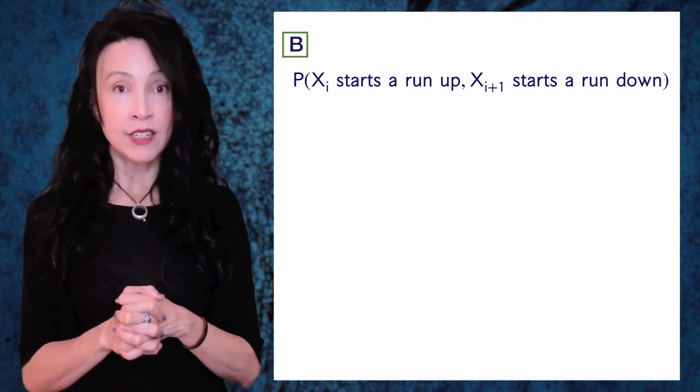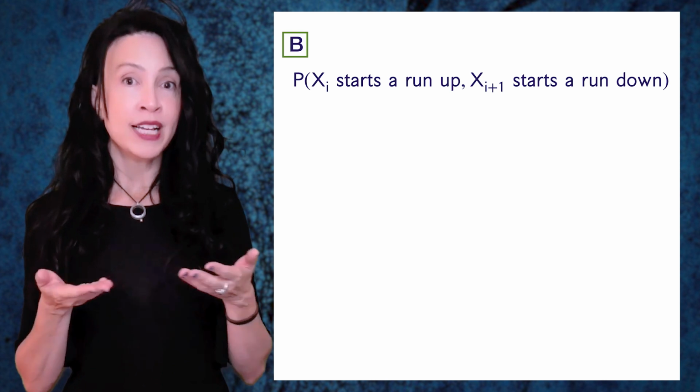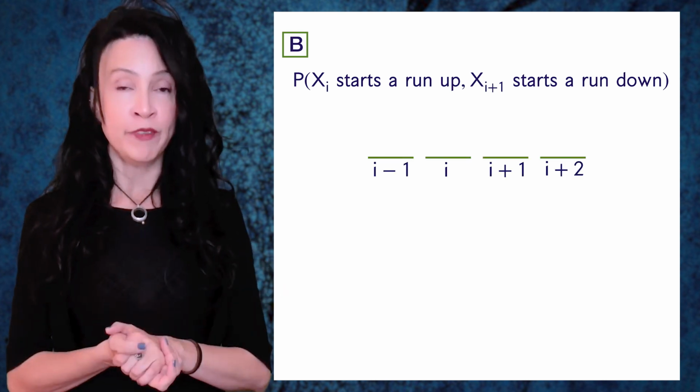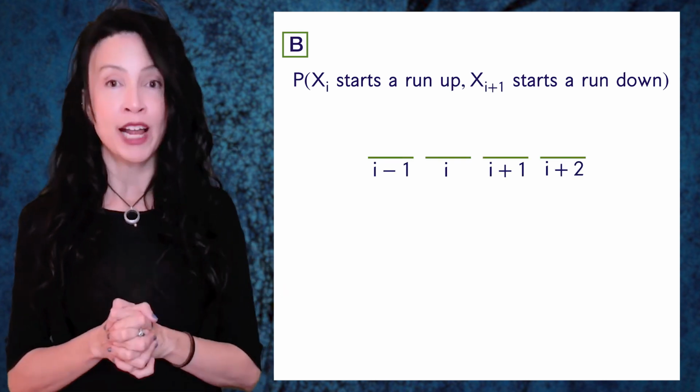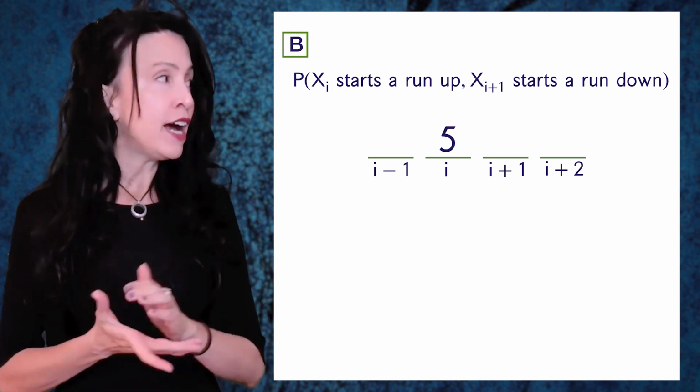Okay, so let's look at term B. Term B was the probability that x_i starts a run up and x_{i+1} starts a run down. So again, I'm going to visualize this with slots or positions for the random variables, and I'm going to put in integers even though they're not integers. I'm going to put in a number for x sub i, say 5.